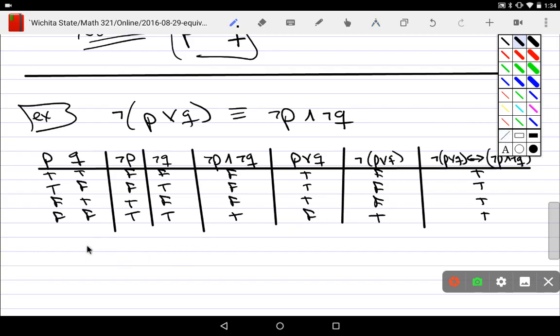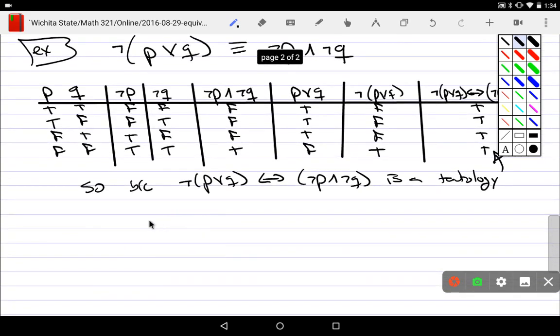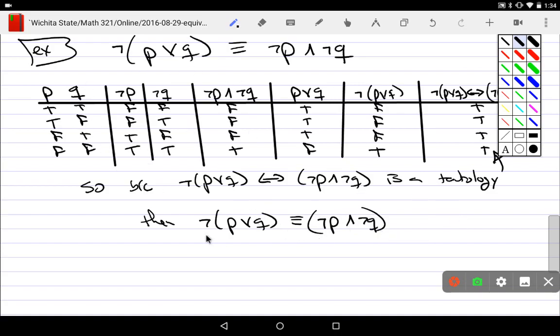Because not (P or Q), biconditional with not P and not Q, is a tautology. That's this guy right there. Then we would say not (P or Q) is logically the same thing as not P and not Q. And you're done. This is how you would show it by truth table.